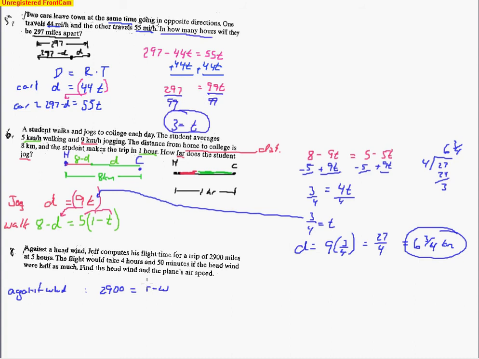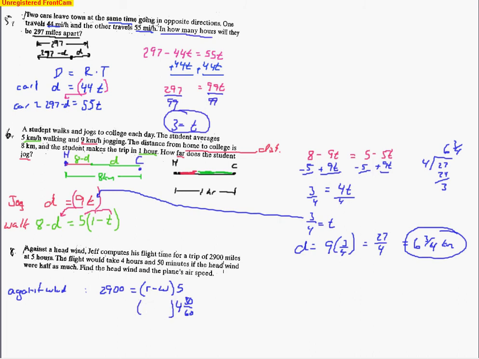So we're taking the wind speed away from the rate of the plane. Now it took us 5 hours to do this, so put a 5 right there. Well, the next one, the flight would take 4 hours and 50 minutes. So now let's write this as a mixed number, 4 hours and 50/60. I did that because I want to be in the same unit. I don't want hours and minutes, I just want hours.